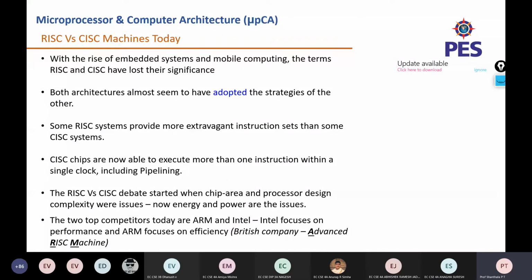We don't mind about the memory here. We have a lot of memory. The two top competitors today are ARM and Intel, where ARM is a RISC machine and Intel is a CISC machine. Intel focuses on performance and ARM focuses on efficiency. ARM is from the British company known as Advanced RISC Machine.